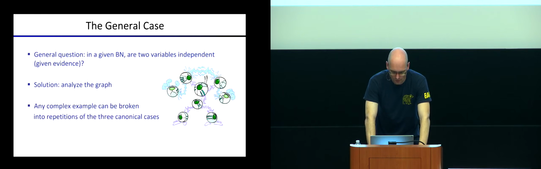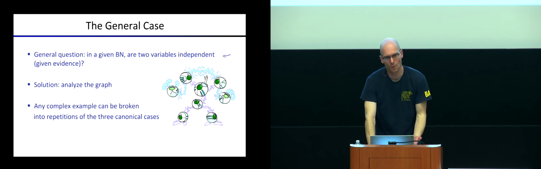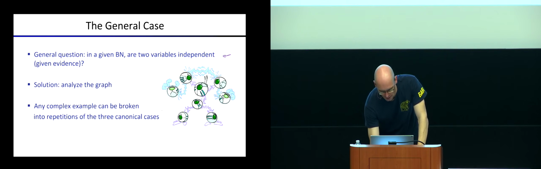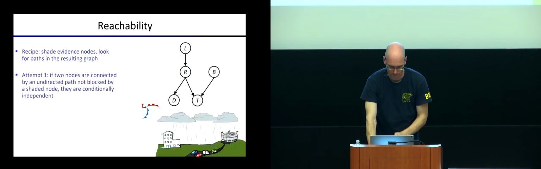What have we seen so far? Or what do we want to do now? We want to now, for any Bayes net, figure out whether two variables are independent given some evidence. We want to do it by just looking at the graph, not looking at the conditional probability tables and doing some tedious work there. And we'll do it by breaking it down into the canonical cases we already covered.